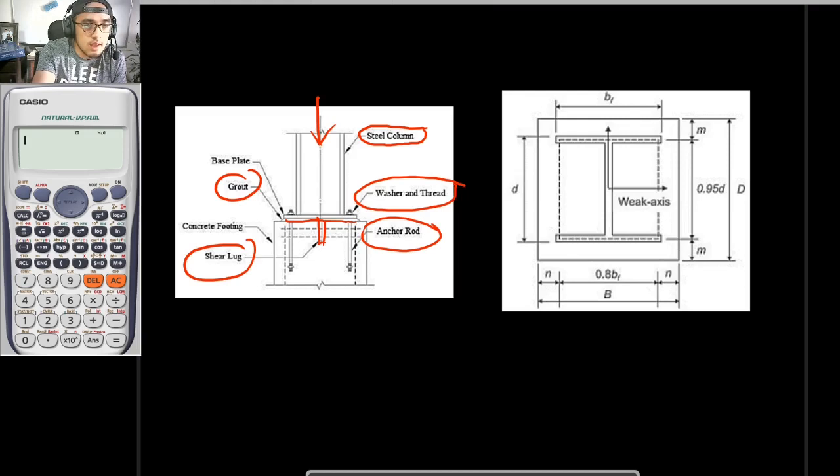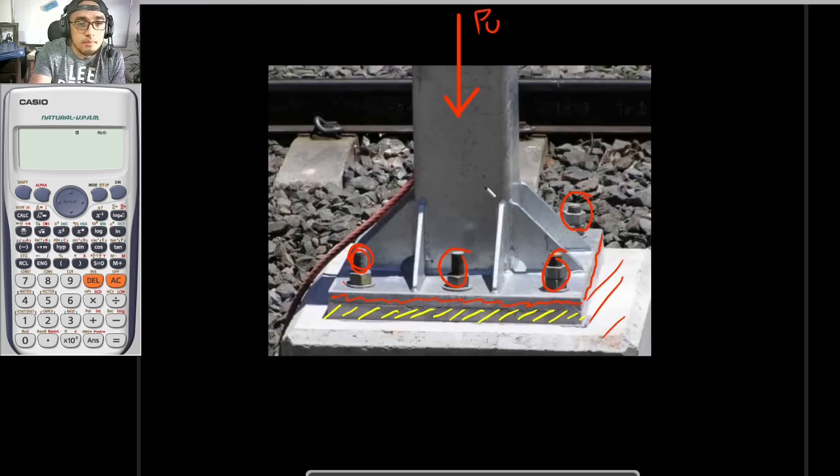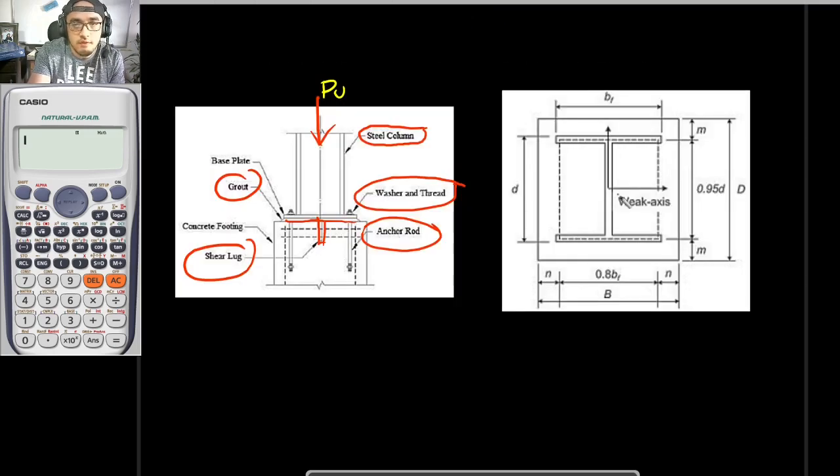So once again, itong force natin, itong force PU natin, is mapupunta sa base plate, then ipupunta niya yung load sa non-shrink grout, then ultimately sa ating concrete pedestal. So if you would be looking at it from the top, ito yung top view niya. Na-imagine nyo ba guys? Ito yung flange niya. Dito kasi sa example natin kanina, ito hollow steel section to, so hindi siya flange, but ito, flange siya.